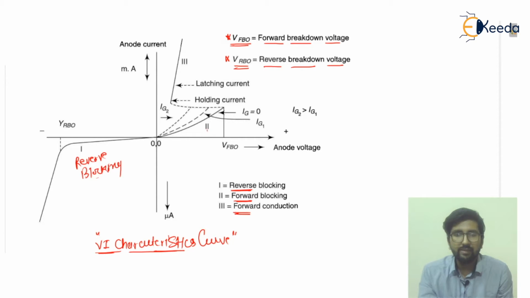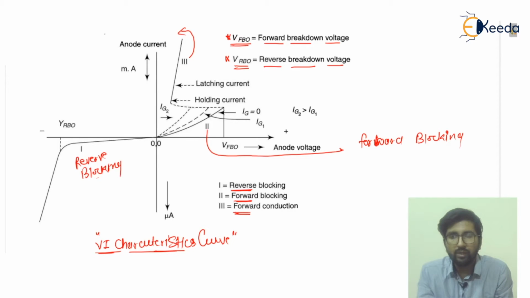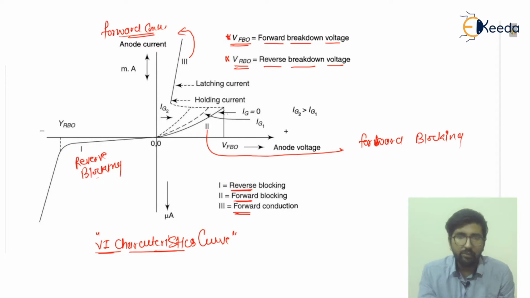This is the second state, so I can write here, this is your forward blocking. This is the forward blocking, and this third one is actually forward conduction. It actually depends on the Ig value. If the Ig is 0, okay, then we will increase the value of Ig, so it will go from here to here. Then again I will increase the Ig value.